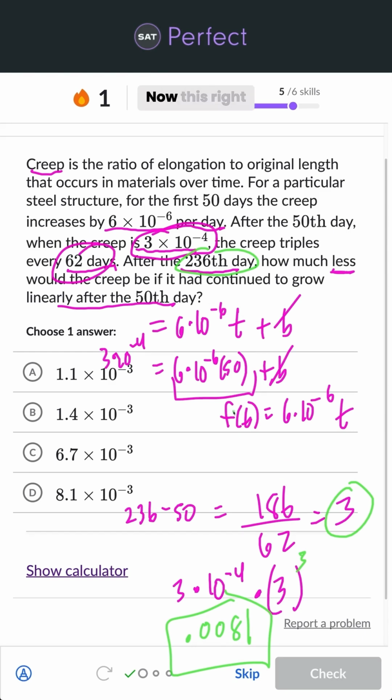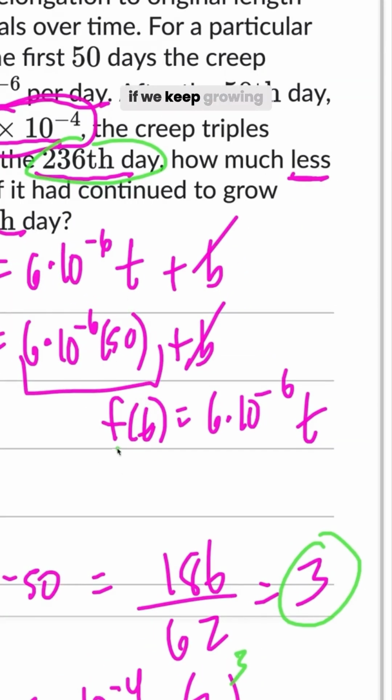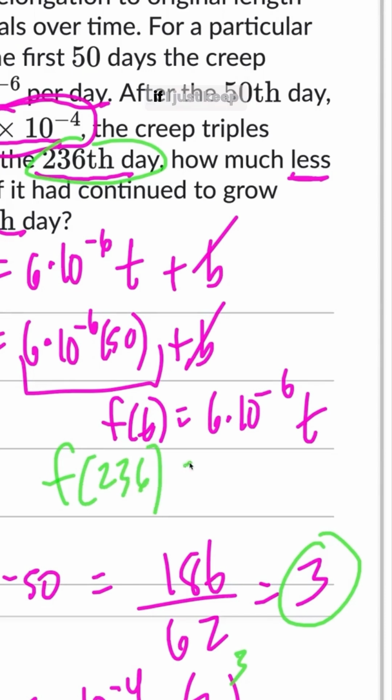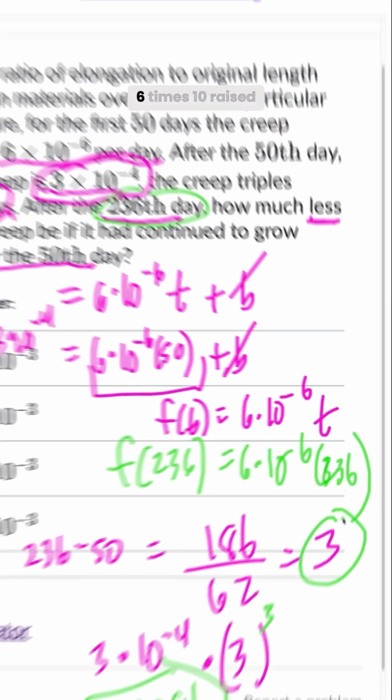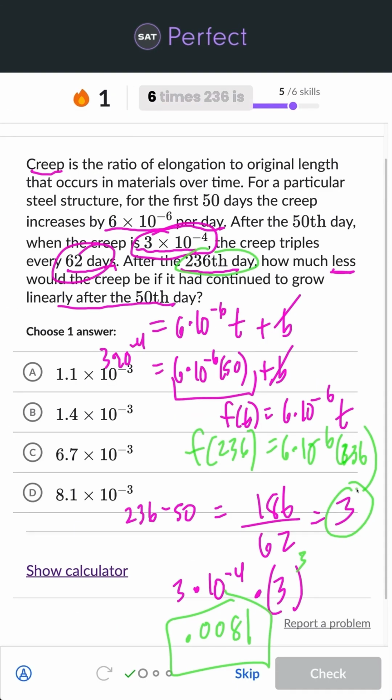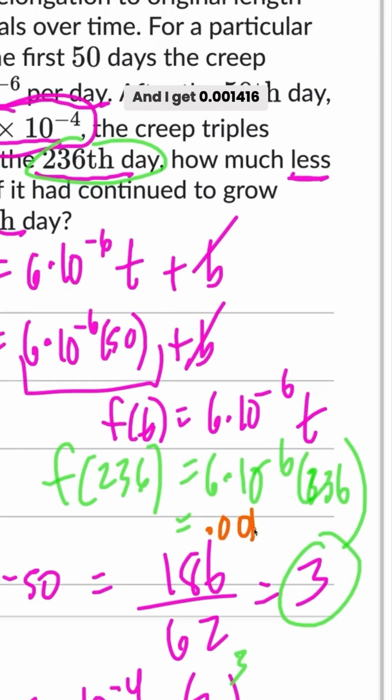Now this right here, if we keep growing linearly, I need to know what is f of 236 if I just keep growing. So 6 times 10 to the negative 6th times 236 is what I'm going to do, and I get 0.001416. Now I have to subtract this from this.